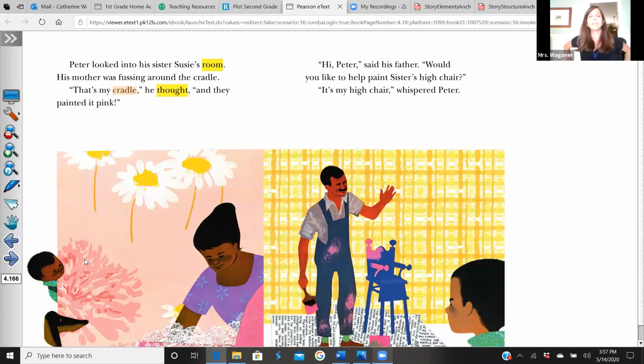Peter looked into his sister Susie's room. His mother was fussing about the cradle. "That's my cradle," he thought, "and they painted it pink." "Hi, Peter," said his father. "Would you like to help paint sister's high chair?" "It's my high chair," whispered Peter.